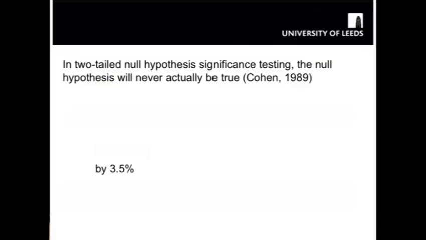In fact, Jacob Cohen, who has carried out a great deal of work looking at effect sizes and power, has pointed out that one of the problems of null hypothesis significance testing is that in actual fact, our null hypothesis is never ever going to be true. If you take two populations, it is always going to be the case that there will be some very small difference between them. And with very powerful designs, those very small differences can become statistically significant.